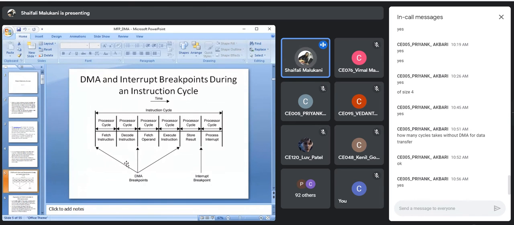Okay, but if it is a DMA, because you don't have to wind up anything, right? So what you have to do, immediately after that cycle, you are going to give the request. I mean, you are going to serve the request. Okay, so that is the point.